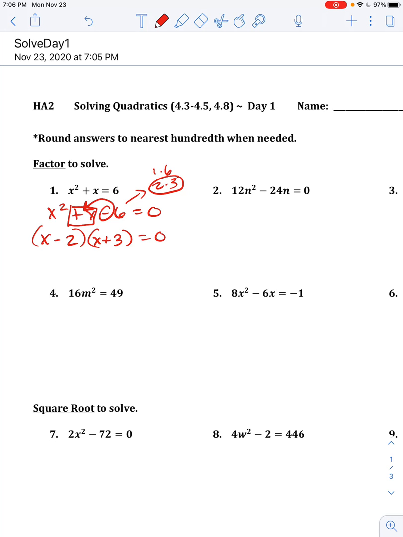Then each of these has to equal 0, one or the other, because 0 times anything would be 0. So in order to make that first one a 0, I would need to use a 2, meaning if you plugged a 2 in here, it would turn the whole thing into 0. Same kind of thinking on this one. In order to get a 0 out of that factor, my x would have to be a negative 3.